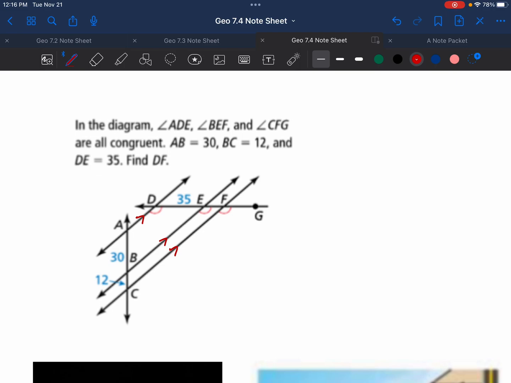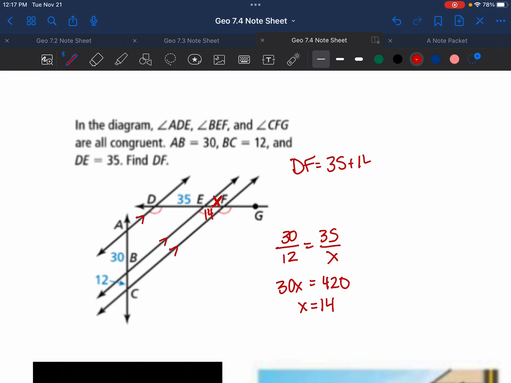Well, I'm thinking we're going to want to find EF, because then we can make the proportion 30 to 12 equals 35 to x. So 30x would equal 12 times 35, which is 420. So x equals 14. So EF is 14. Then DF would be 35 plus 14, which is 49.